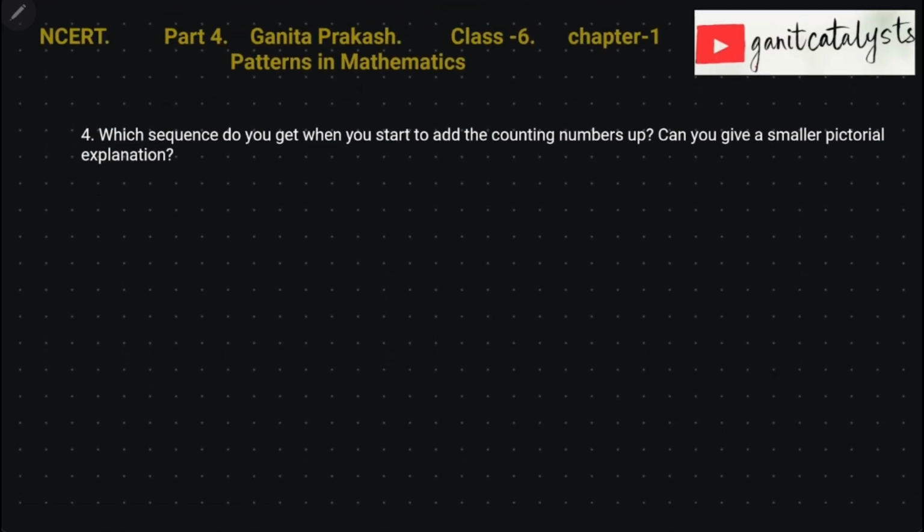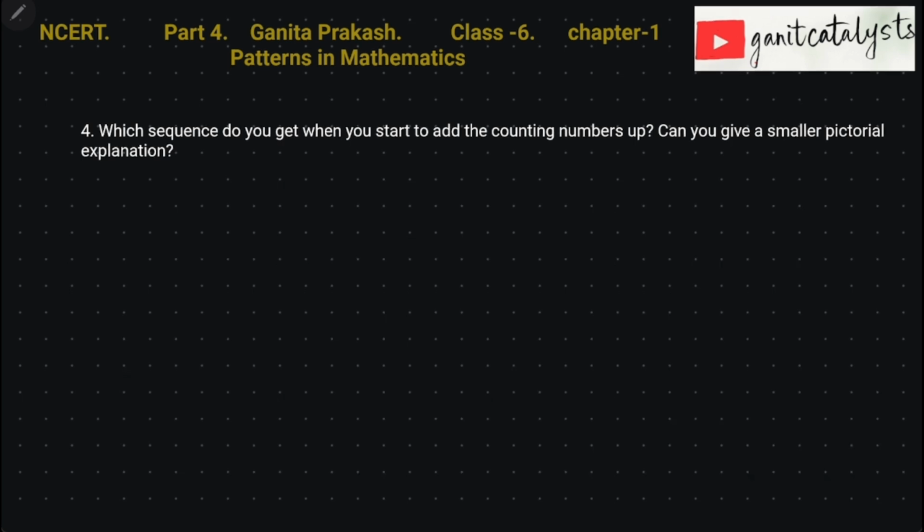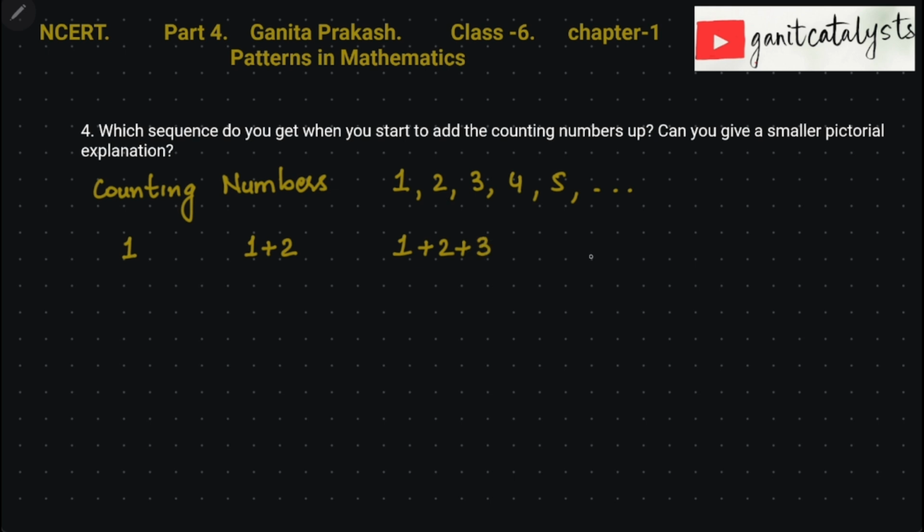Next question. Which sequence do you get when you start to add counting numbers up? Can you give a smaller pictorial explanation? In this question, counting numbers are 1, 2, 3, 4, 5 and so on. So first it is 1. Next case 1 plus 2. Next case 1 plus 2 plus 3. Next case 1 plus 2 plus 3 plus 4.